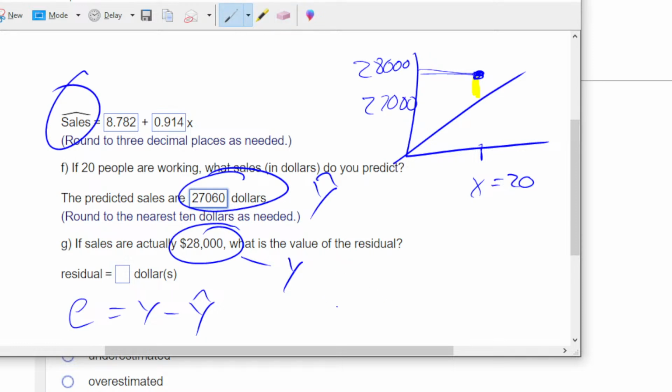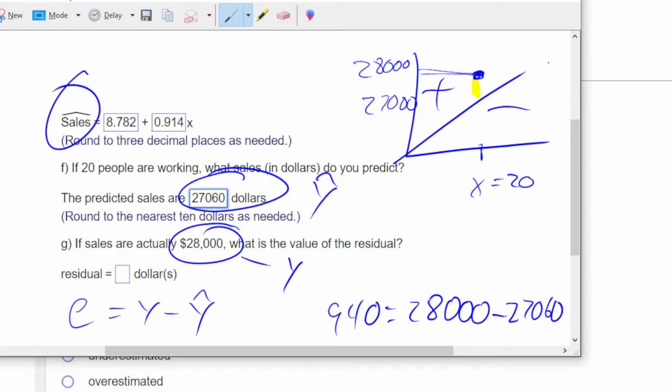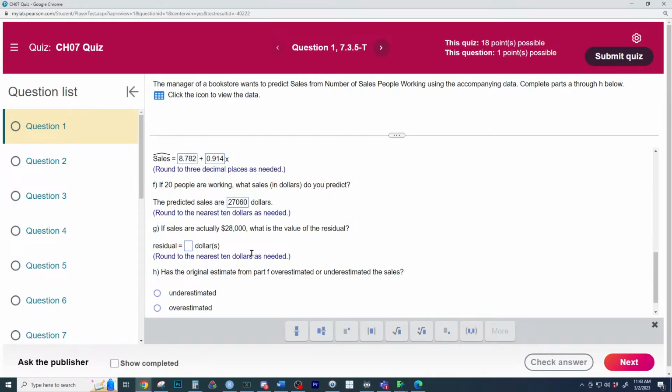So a residual of 940 is found by 28,000 actual minus the predicted of 27,060. Yep, so that makes sense right there. And then it's above the predicted right there. You see right there, so that's a positive residual. So when the residuals are positive, the actual is above the predicted. So it is a positive residual, and those are key things to notice.